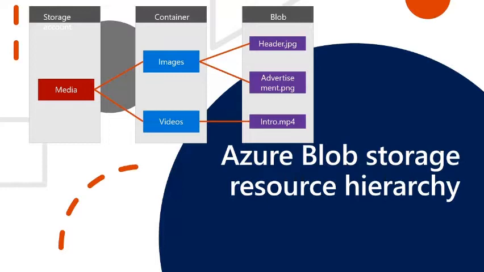So you have three types of components in Azure storage. First, you need to have a storage account, which can contain containers, which can be images or video, whatever. And then blob. Blob is the media. So header.jpg and advertisement.png are in images, and intro.mp4 is in video. So I'll explain you later on. I will give you a practical hands-on in the Azure portal.